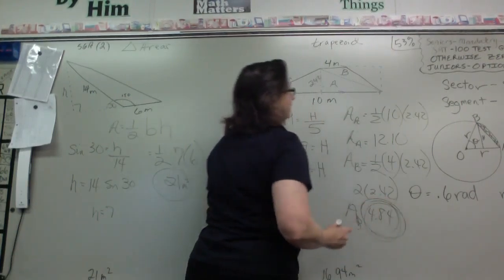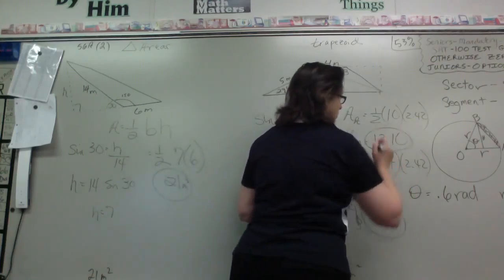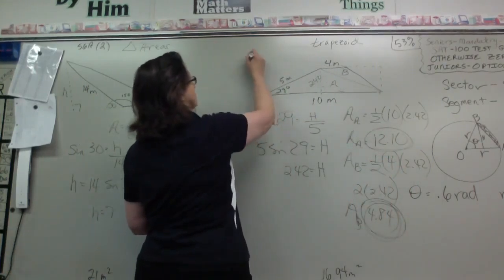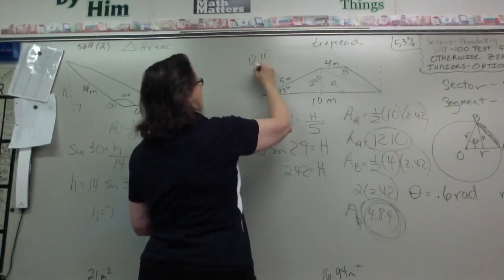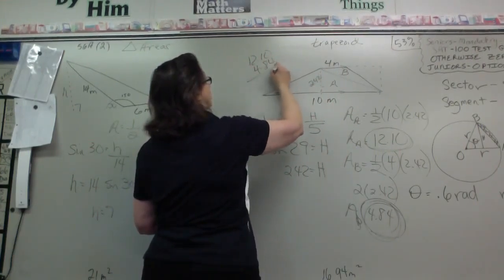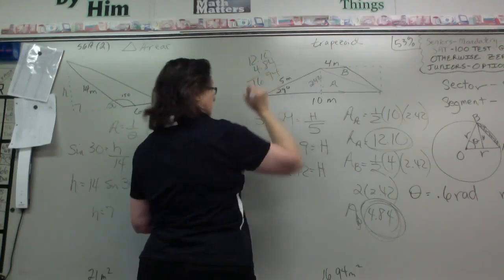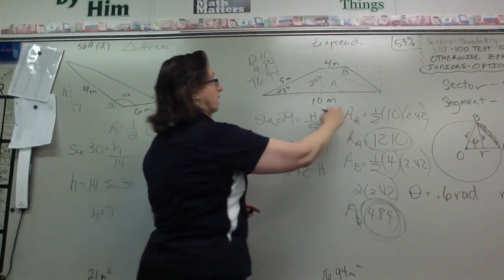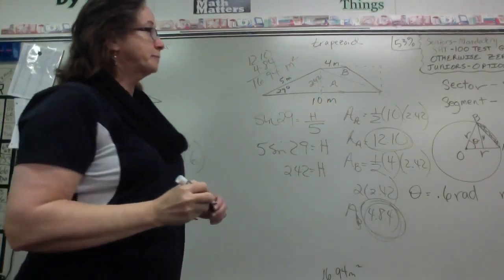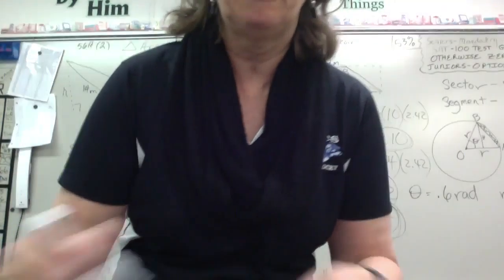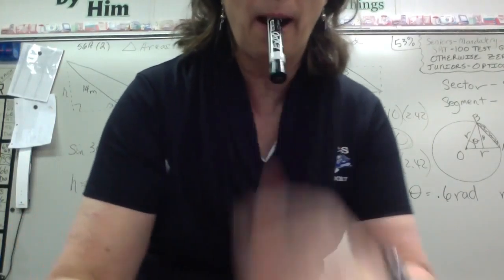So I've got 4.84 added to 12.10. Because I'm adding the two triangles together, 12.10 plus 4.84 is going to be 16.94, and that is also in meters squared. And that is correct.